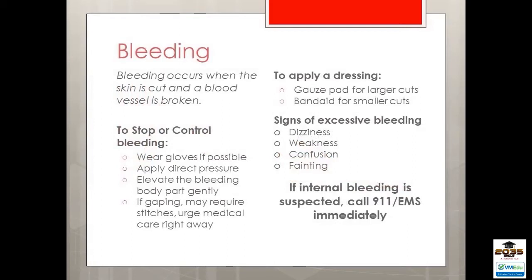Bleeding. Bleeding occurs when the skin is cut and a blood vessel is broken. Some blood vessels bleed more than others. The seriousness of the injury is determined by the type of blood vessel and the depth of the cut. To stop or control bleeding, you will need to protect yourself by wearing gloves if possible. Apply pressure using a sterile dressing or clean, dry cloth and press on the wound. This technique is known as direct pressure. Elevate the bleeding body part gently.